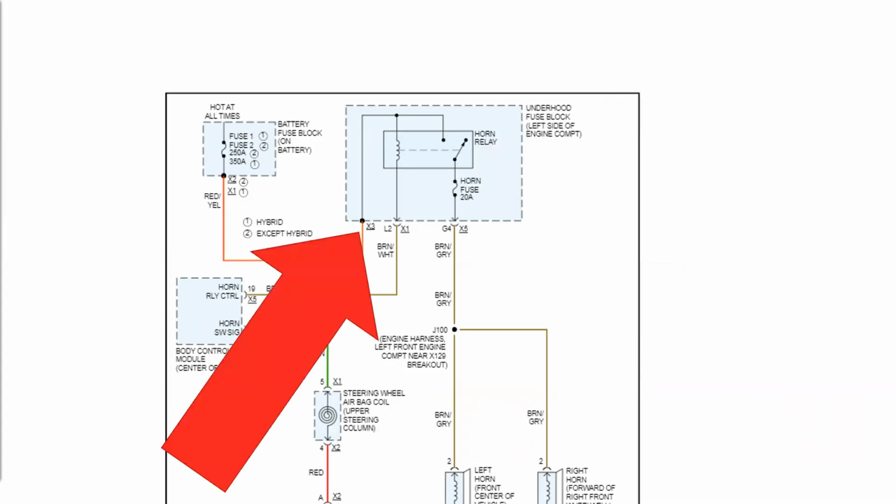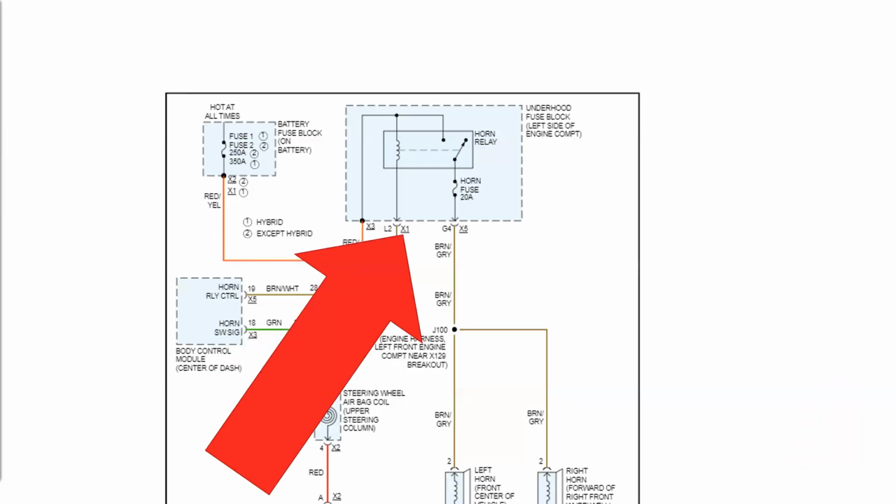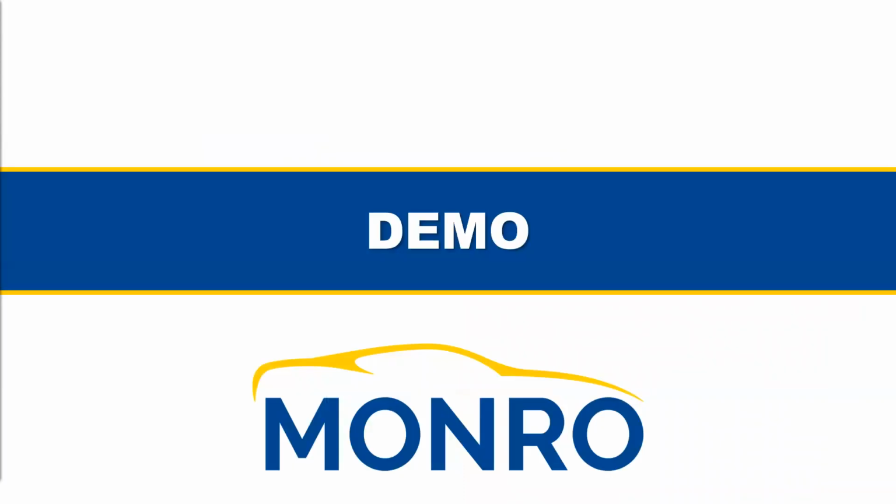Now, there's a couple things that we have to remember. Even though all three of the connections to the horn relay are pretty clearly laid out within the dashed line, what we have to take a look at is that power is actually coming in at connector X3. It's also coming in at X1, and then my output is there at X5. So now that we've had the opportunity to take a look at how the system should function, let's go out to a vehicle and put these skills to work.